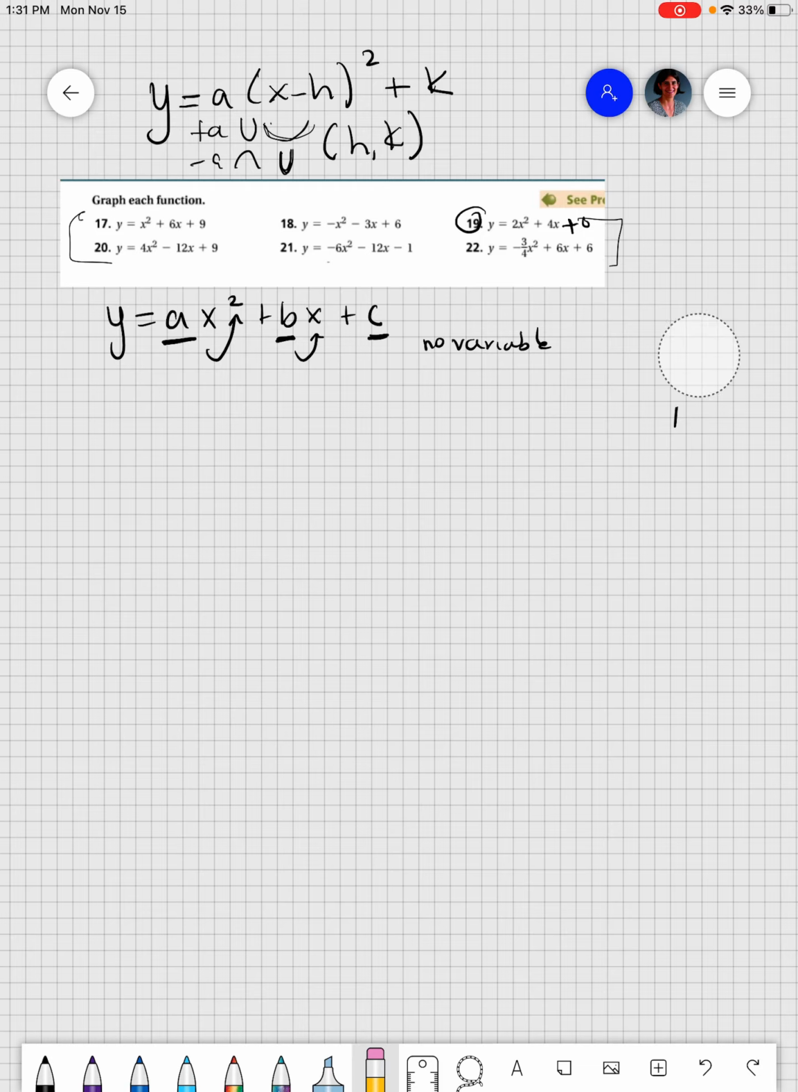So a very, very smart person said the x-coordinate of the vertex equals negative b divided by 2a.